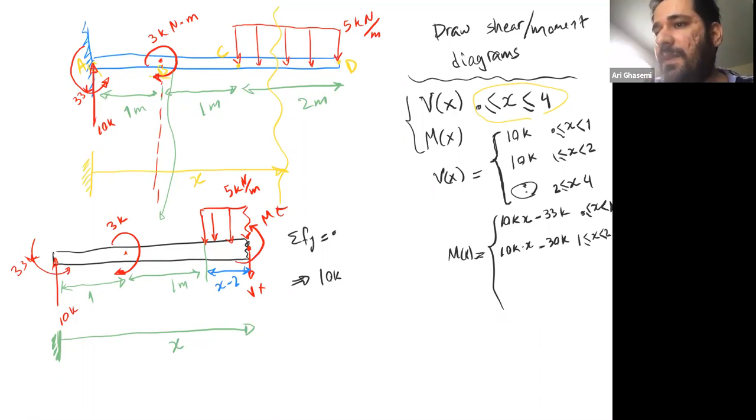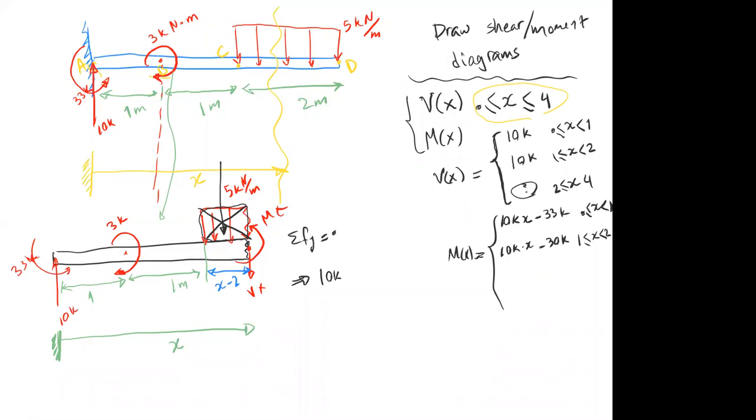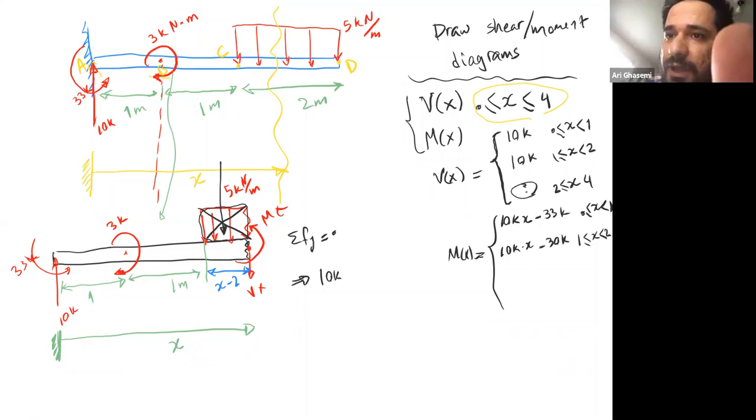The next thing you see is this force. What is the value of this force? Well, this distributed load is completely external to my system. You see that? At this point, it's completely external to the system. So I can replace it with a point load. And what is the value of the point load? 5 times x minus 2. Exactly. 5k, don't forget the k. 5k times x minus 2. Okay, that's the value of the force.